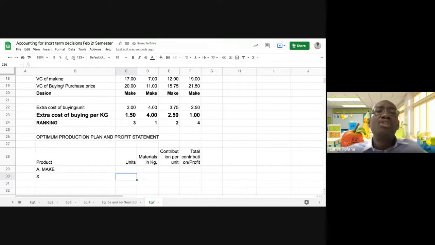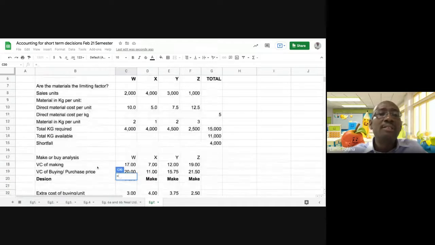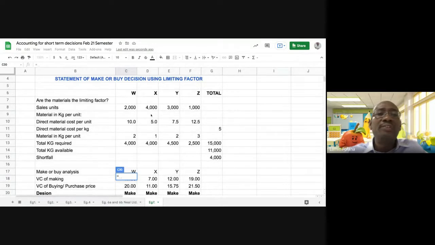And we're going to use all the units. We're going to manufacture all the units of X. So we don't have to type anything. I'm going to bring that forward. So I press equals. Then I bring all the units of X. It's here.